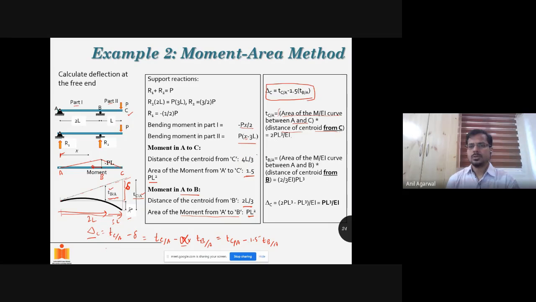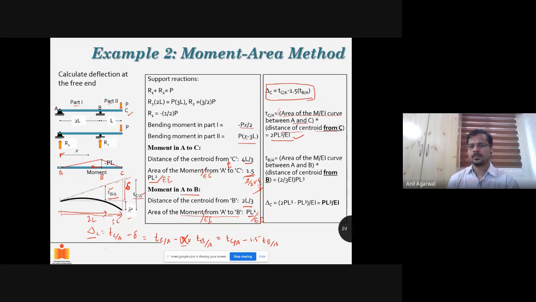So multiplying the two, this is basically your 3/2, and that is 4/3. So 3 will go away, and you are left with 2 PL cube by EI. You are just multiplying this value with this value, and you get 2 PL cube by EI. EI I should have added here, but I had missed that. This EI is there. Similarly, this EI should be there. Moment by EI actually.